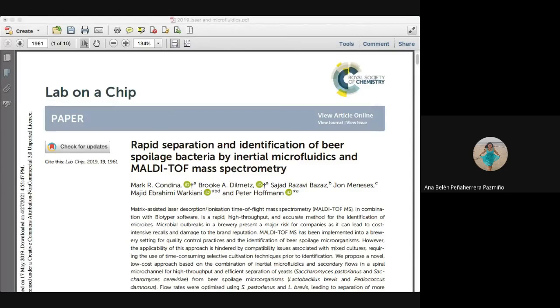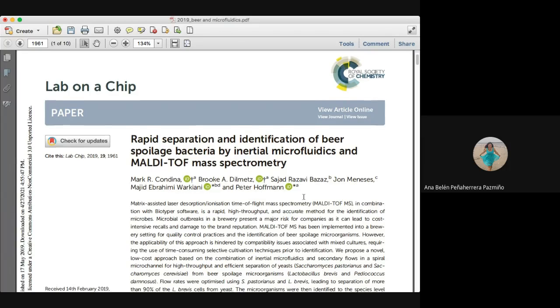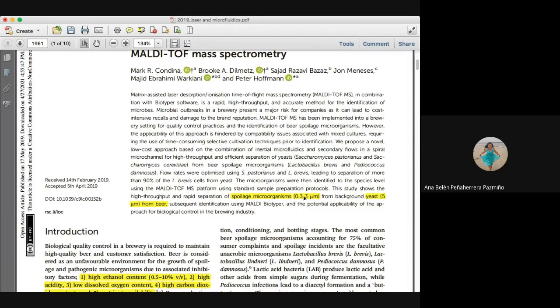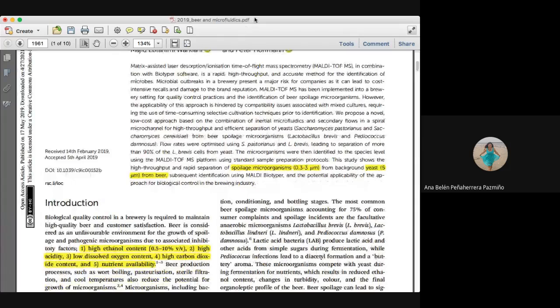Good morning, everyone. Today, I'm going to talk about a rapid separation and identification of beer spoilage bacteria by inertial microfluidics and MALDI-TOF mass spectrometry. The idea of this study is to separate the microorganisms that can spoil the beer from the yeast.